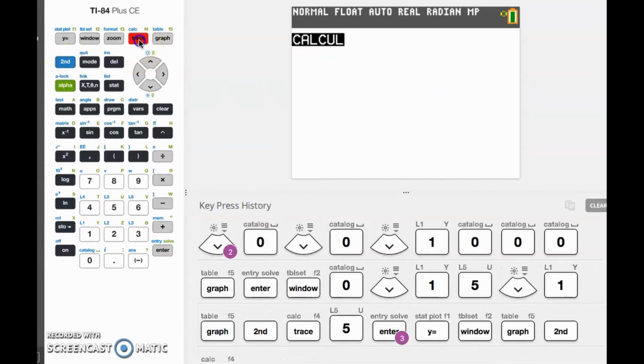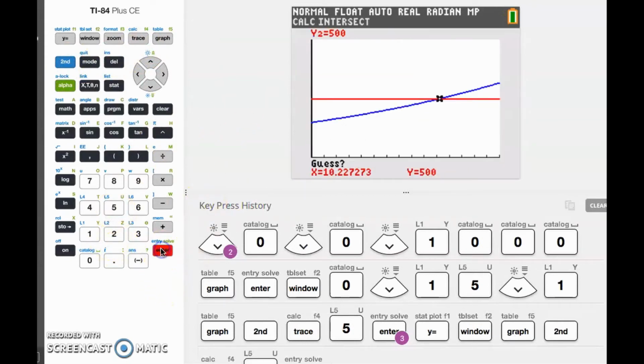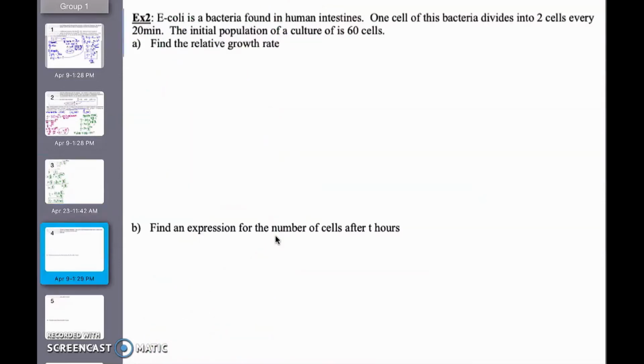So I'm going to do a second level calculate intersect, and right there the calculator tells me that when y is 500, x is 10.18. That is the point that these two functions share. So basically just proof that my algebraic calculations were correct, and that the population will be 500 after 10.18 hours. All right, moving on to example 2.